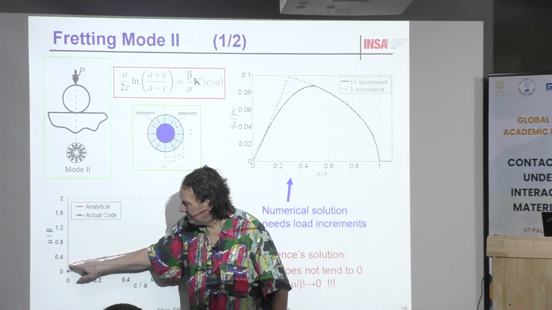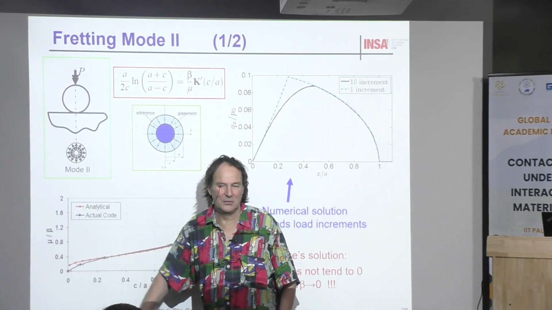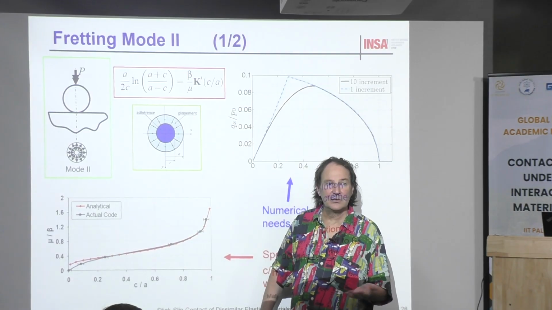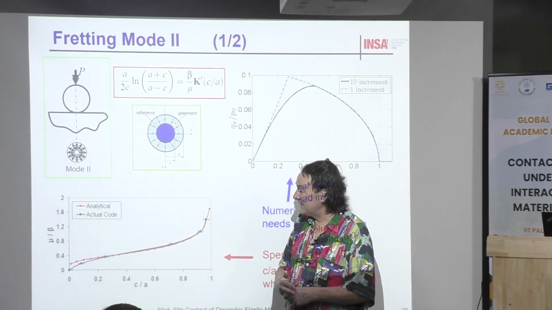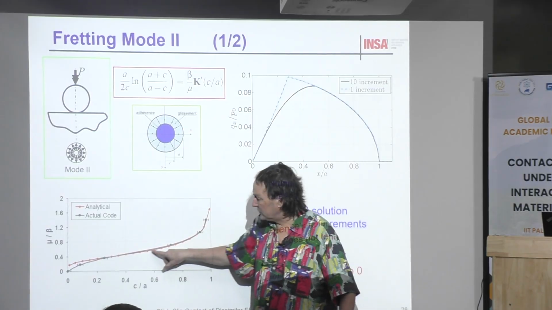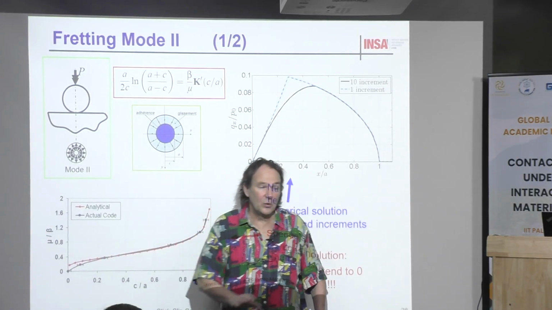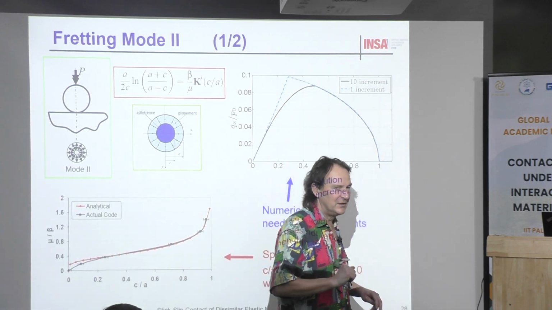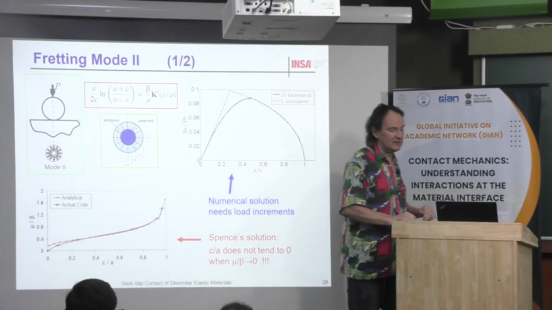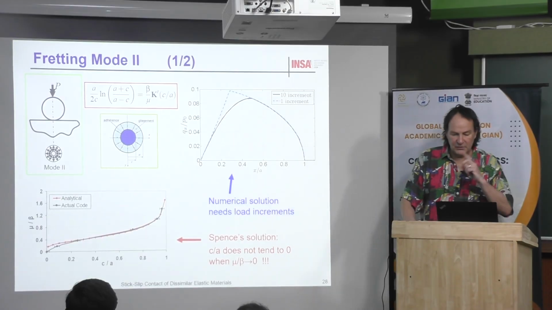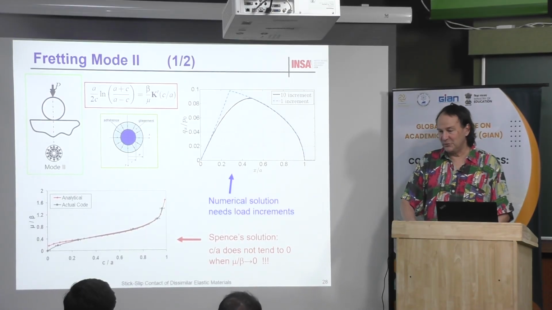But there is some problem here because it tends to 0. Then there is something strange with the analytical solution of Spence. I don't know what exactly, but the numerical solution follows the Spence solution very well, except at the beginning, and I think we are correct, I would say, numerically, and we think that Spence is wrong. But this is not the main important point. The main important point is another one.